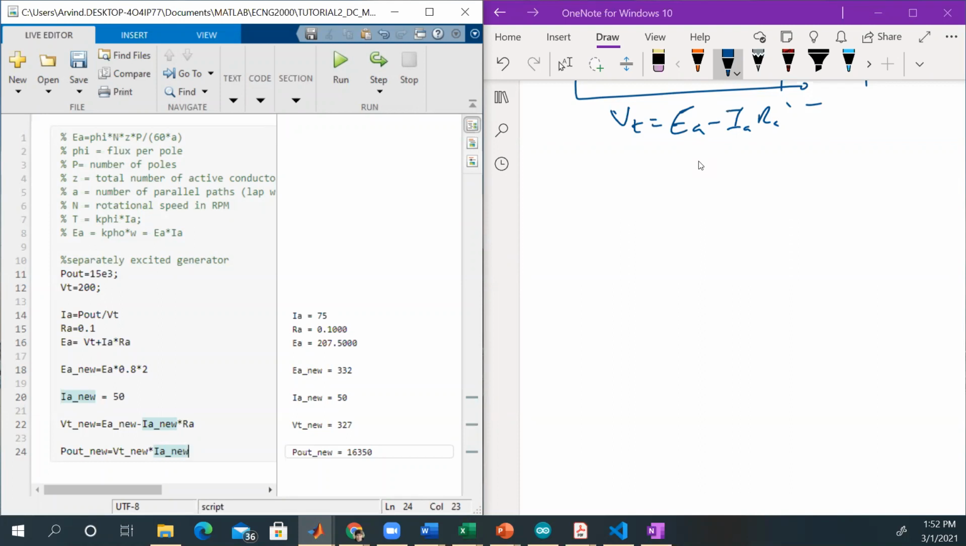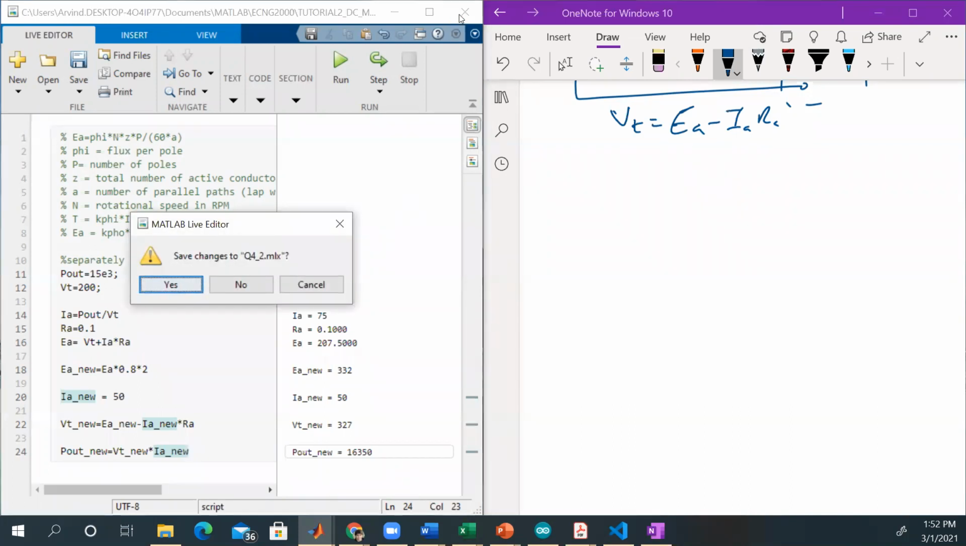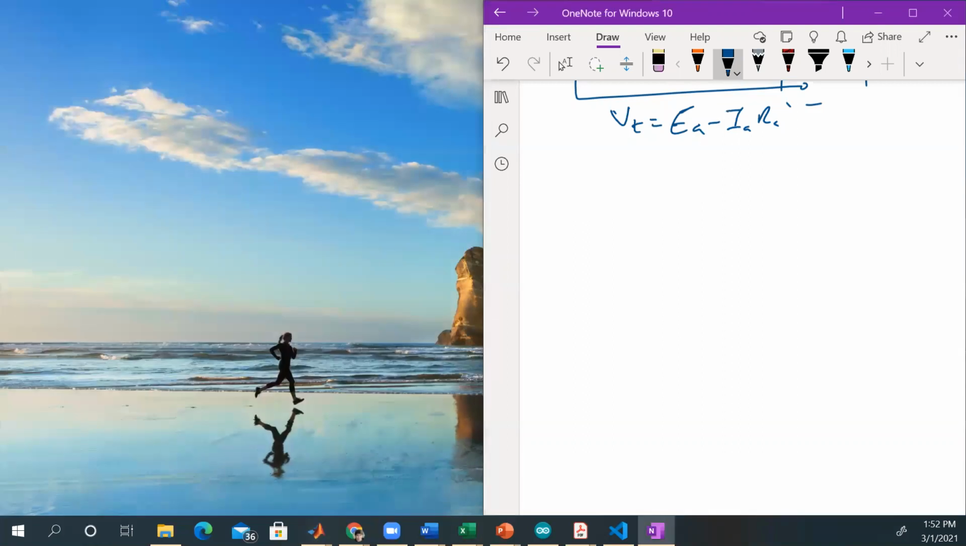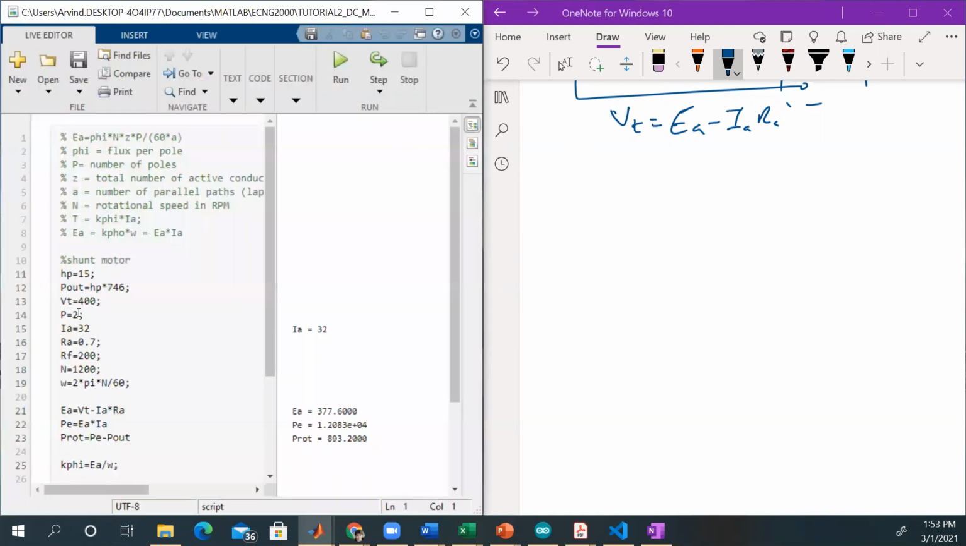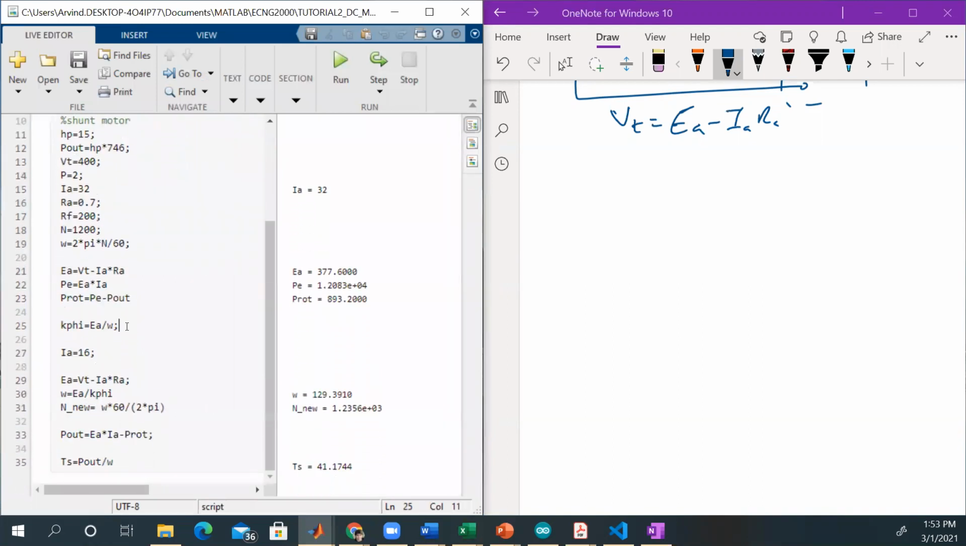Right. So the next one, last question, we have a 400-volt shunt motor. Let me pull up that last one now. Right, so a 400-volt shunt motor, 15 horsepower, normal full load speed of 1200 RPM. Armature current at rated speed and full load is 32 amps. Armature resistance 0.7. Okay, so we have a shunt motor here.